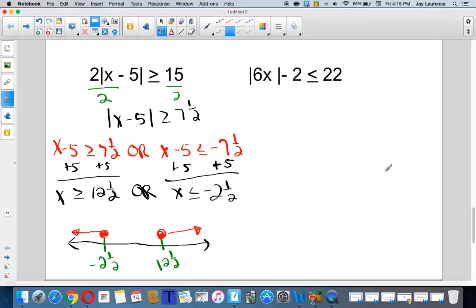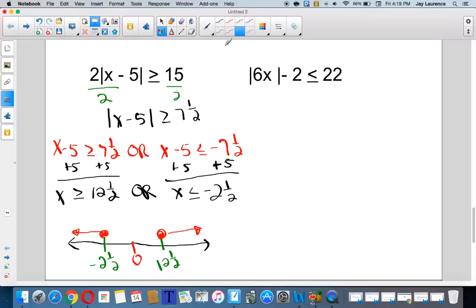All right. So, by the way, you could test it. Again, we could put a number in for x that's in the shaded region, and we'll get a true statement. If we put a number in for x in the non-shaded region, we'll get a false statement, assuming we've done the problem right. So let's test it with 0. Okay, so I'm going to have 0 minus 5, negative 5. Absolute value of negative 5, 5, times 2, 10. Is 10 greater than or equal to 15? No, it is not. Of course not.